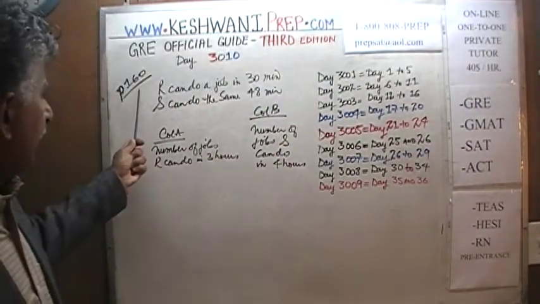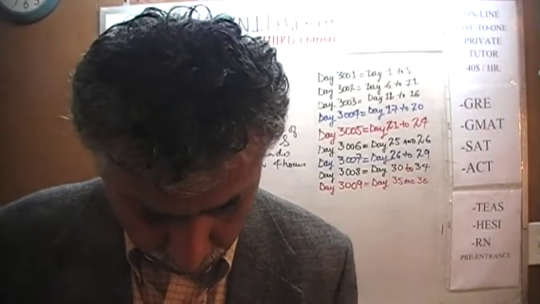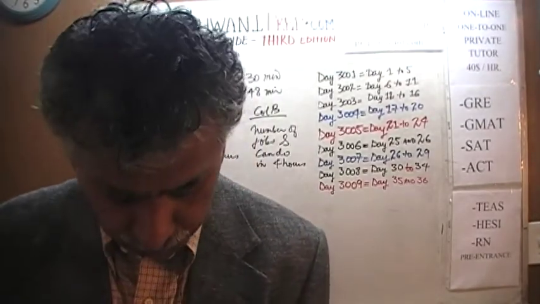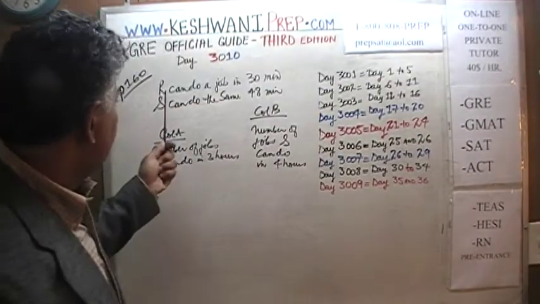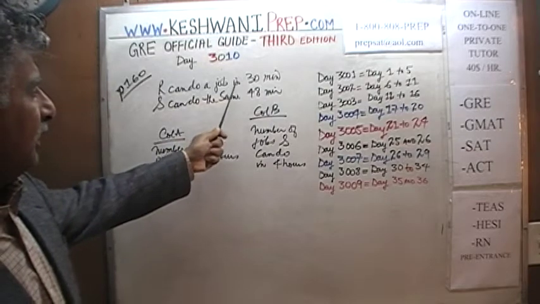We are on page number 160. I hope that you have the book in front of you. It's very important because I'm not going to read the whole problem to you. So we have two machines here, machine R and machine S. We are told that machine R can do a job in 30 minutes.